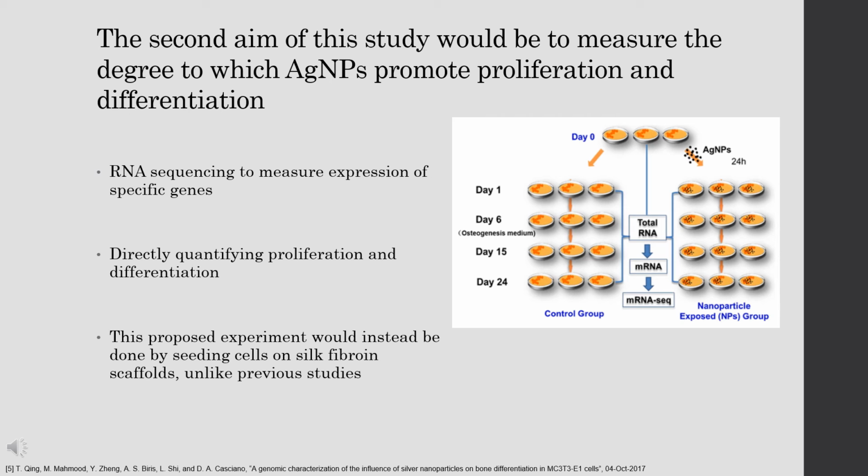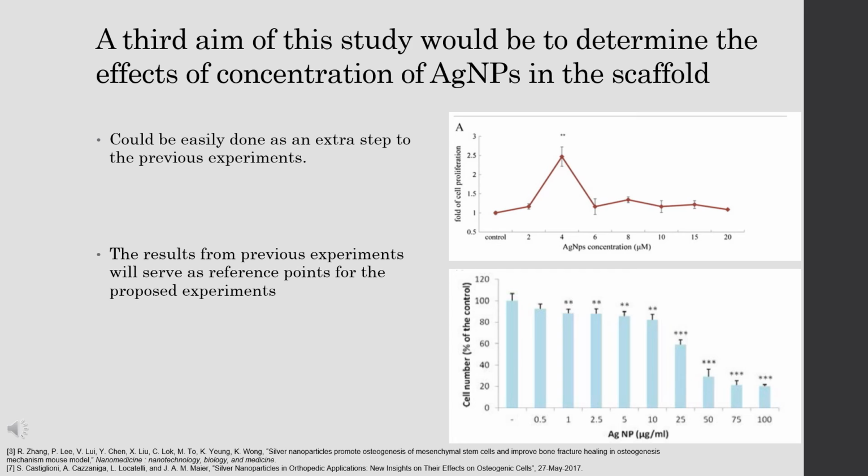A third aim of this study would be to determine the effects of concentration of silver nanoparticles in the scaffold to optimize for effectiveness while also reducing potential toxicity that could occur due to high concentration. This could easily be done as an extra step to the first two experiments, but could also be done separately to help understand any interactions between the silver nanoparticles, the silk fibroin-based scaffold, and bone tissue if done in vivo.